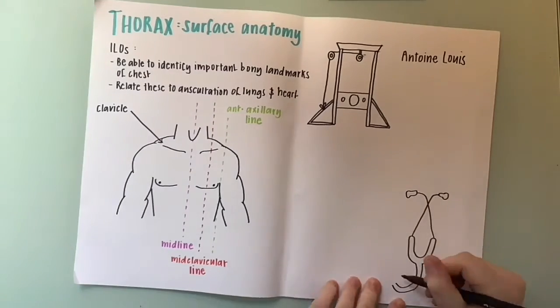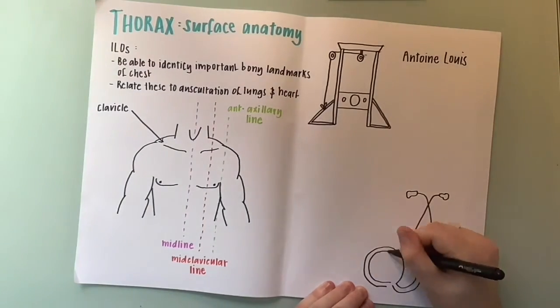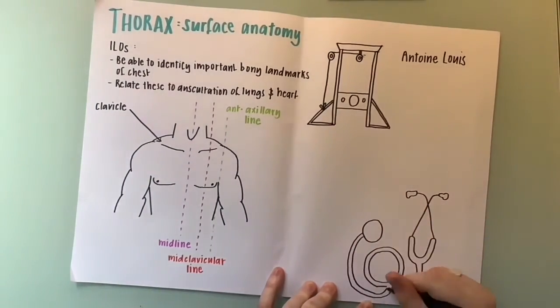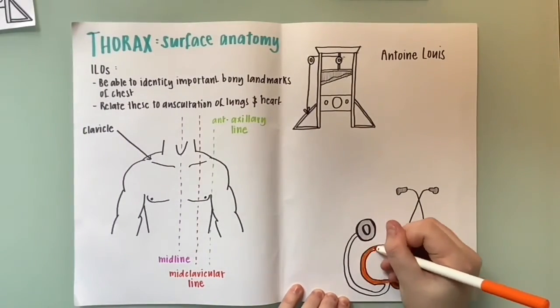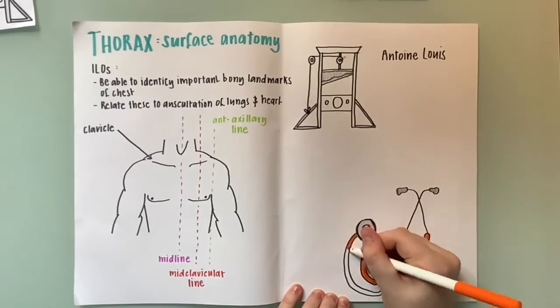In the final part of this introductory video, we are going to look at auscultation of the lung and the heart. Also, please try to ignore that I hadn't drawn the blade on the guillotine before, because it obviously wouldn't be very useful without it.